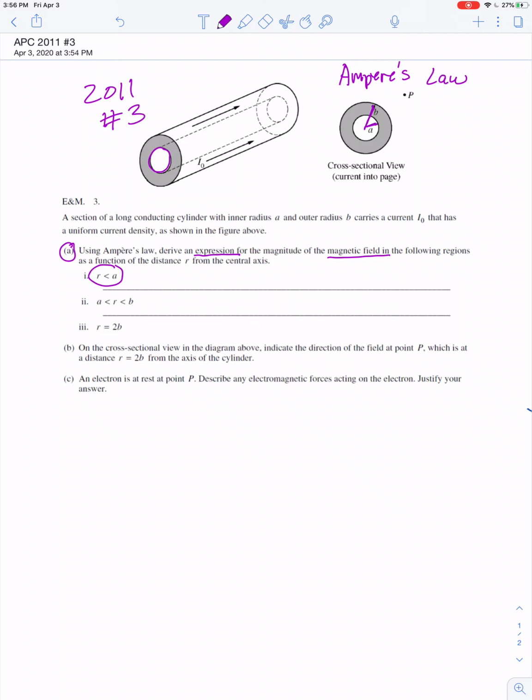So in other words, what's the magnetic field at any point inside that shaded area? Then we have to figure out what's the magnetic field in this shaded area. And then lastly, what's the magnetic field at some point outside of this whole conductor? Okay, so using Ampere's Law, let's do the first part.